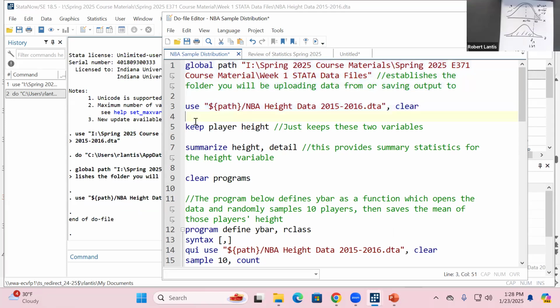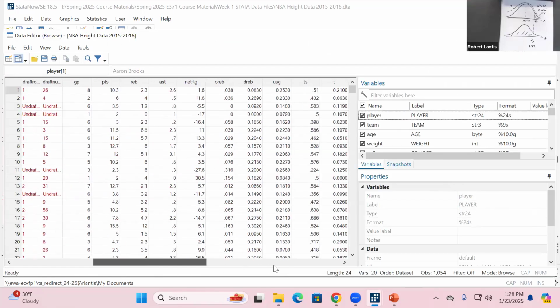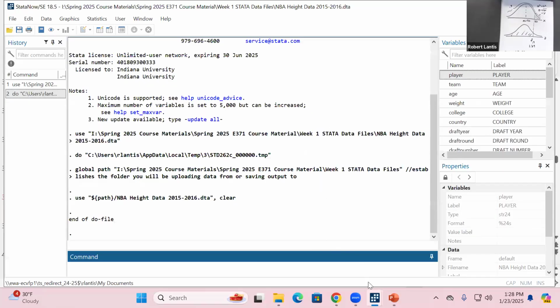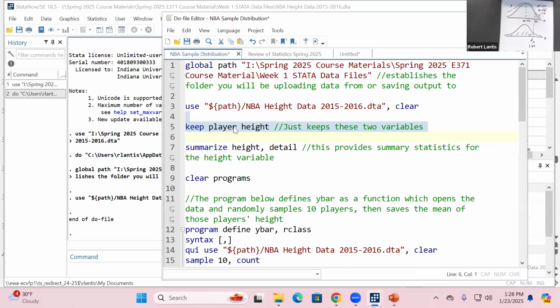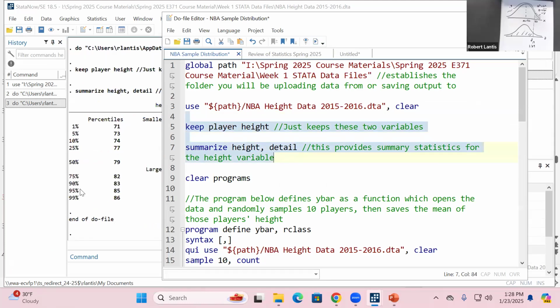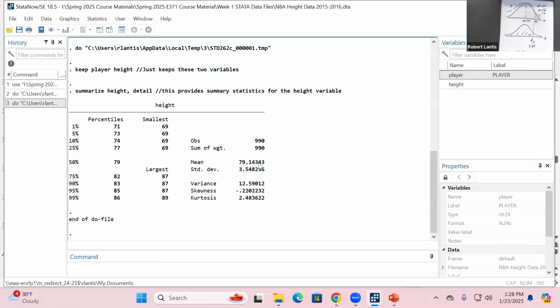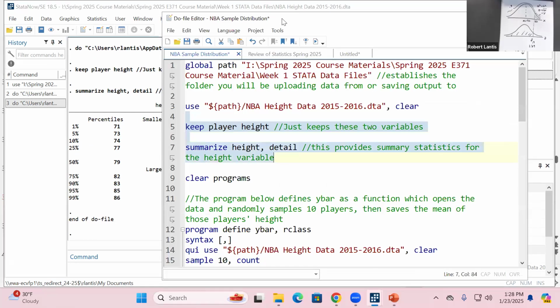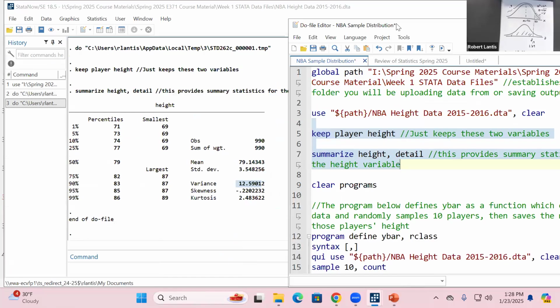This had a bunch of different variables in it, and I'm not really worried about all of them for this example. So I'm just going to keep the player's name and what their height was, and then summarize that height. This is where I was getting that value of the mean being about 79.14 and the variance about 12.59. That's where I got those values in the slide. So that summarize command very quickly tells me the mean and the variance. Everybody with me up to this point? Because this is where it gets a little bit tricky.